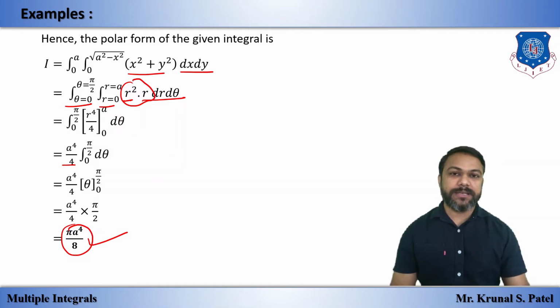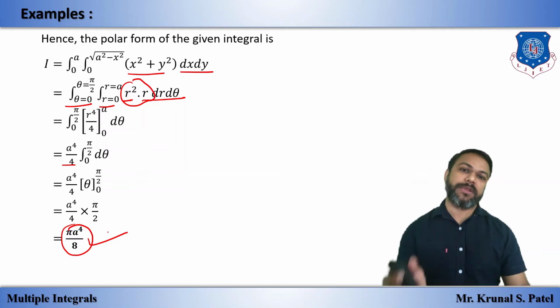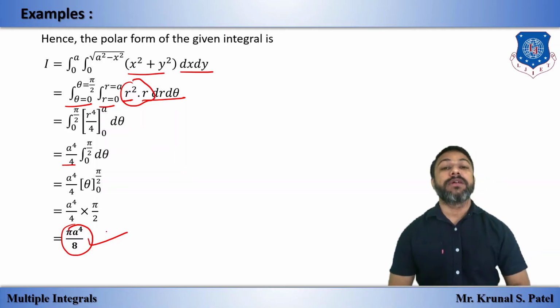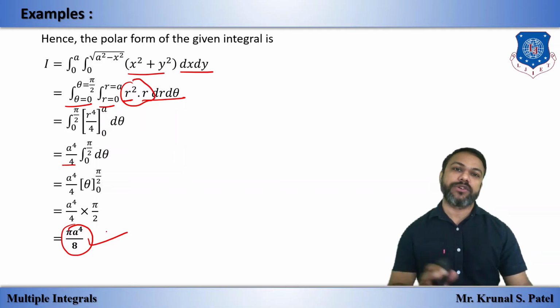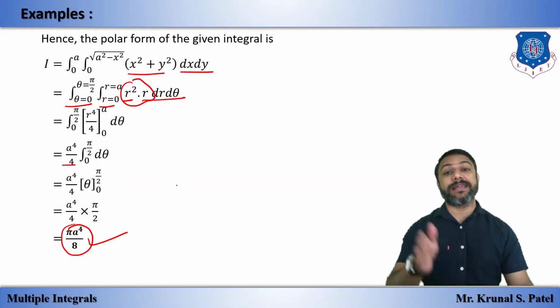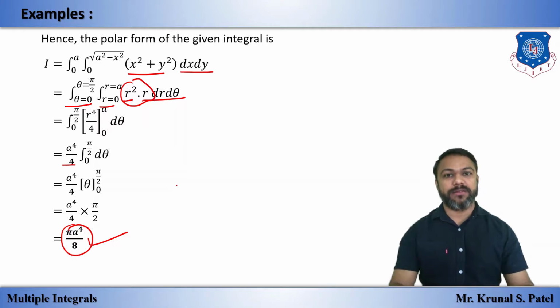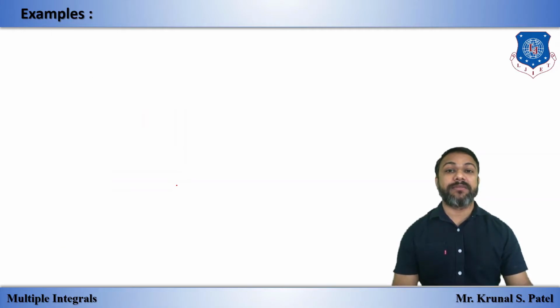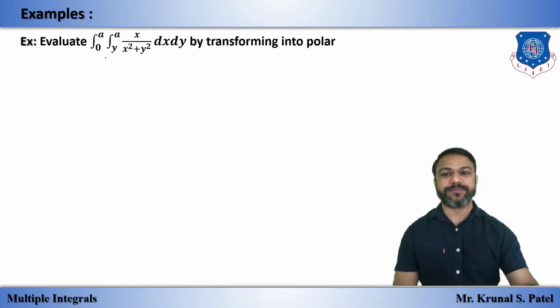Okay, so easy, because the circle remains a circle, and we just have the equation change from Cartesian to polar, nothing else. So it is very much easier than change of variables. Okay, so let's understand with one more example.